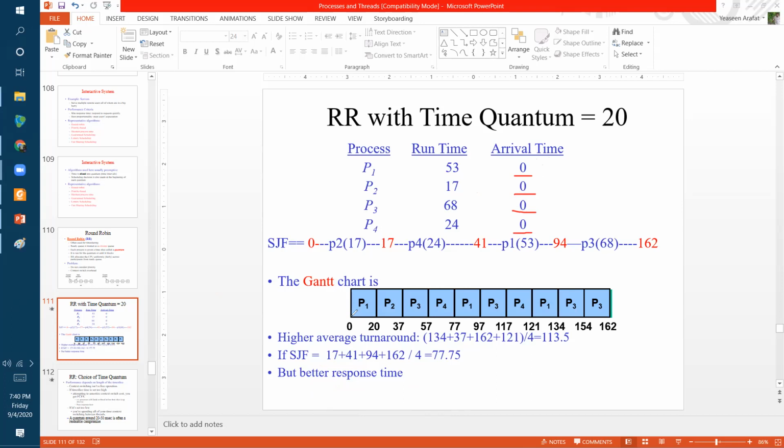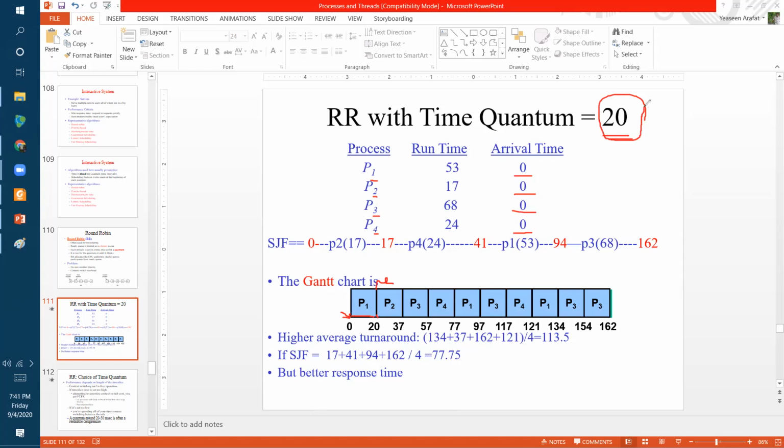So P1 starts at 0 and works for 20 seconds because the quantum time is 20. After 20 seconds, P2 will start its job, because P1, P2, P3, P4 are in order. P1 will come first, then P2, then P3, then P4. That's why they wrote P1, P2, P3, and P4. After P1, P2 will come and work for 20 seconds because the quantum time is 20.